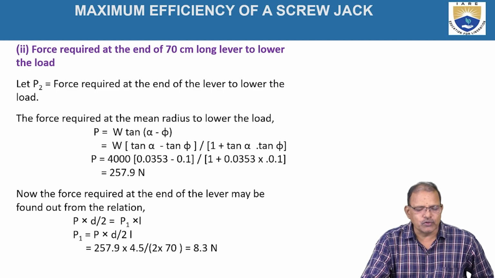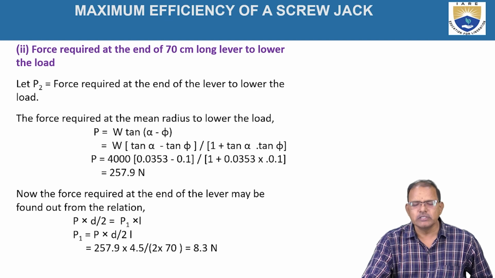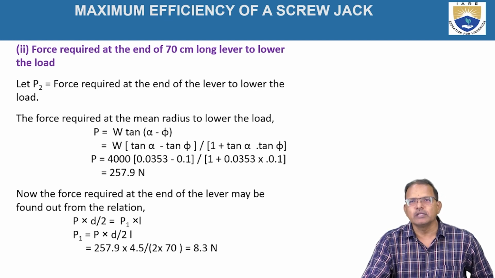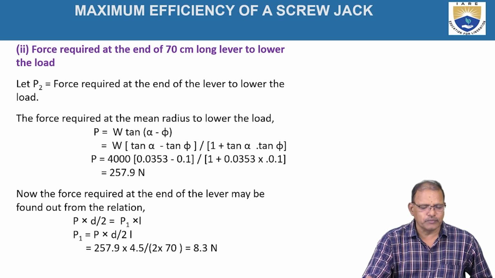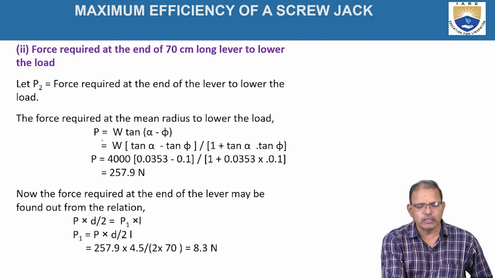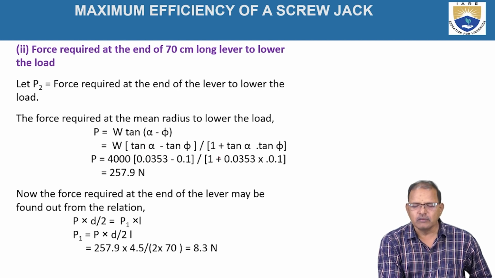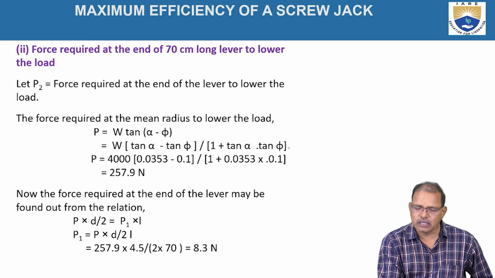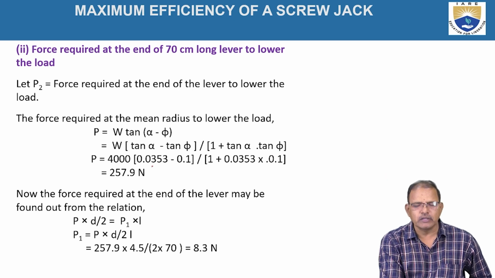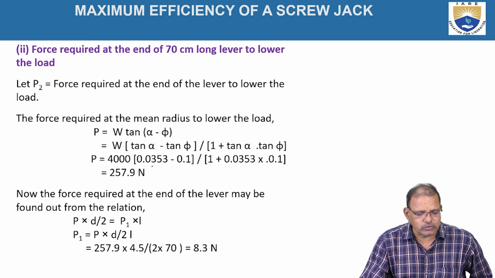Similarly, the force required at the end of the 70 centimeter long lever to lower the load. Assume P2 represents the force required at the end of the lever to lower the load. Then P is equal to W tan of alpha minus phi, which is W into tan alpha minus tan phi divided by 1 plus tan alpha tan phi. From this relation, we get 257.9 newtons.